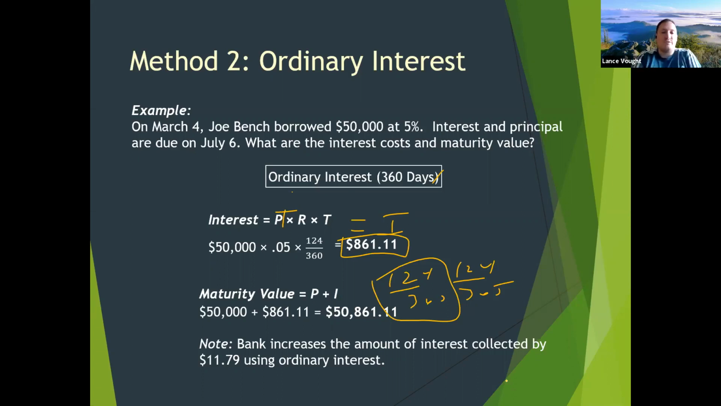Also, if it's a lot of money, that's important. So this person had to pay an extra $12. I mean, that might not seem like a lot for 50 grand, but if it was, say, $50 million, you might be interested in whatever that times 1,000. So that would be 12 grand that you would be losing, which seems pretty remarkable to me.